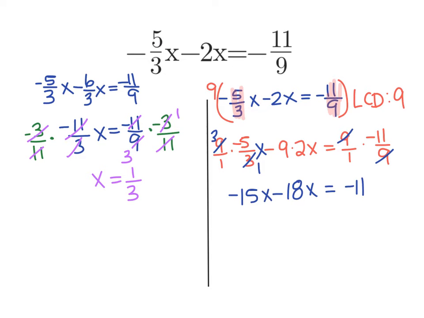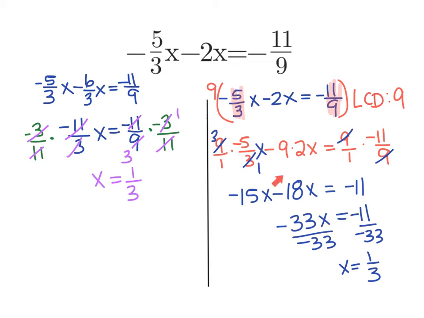From here, I can actually subtract negative 15 minus 18 to get negative 33x equals negative 11. And then I'm just dividing both sides by negative 33, which simplifies to a positive 1/3. So we should get the exact same answer because it is the exact same problem. It's just a different way to do it.